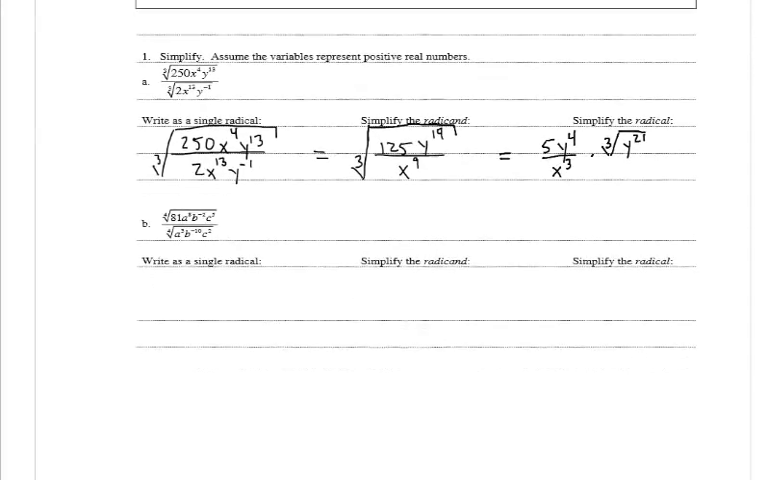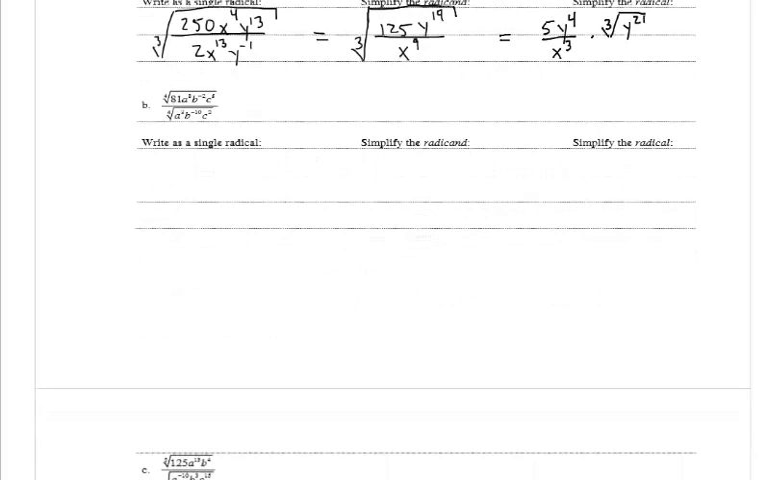In B, we have the 4th root of 81a cubed b to the negative 2 c to the 5th divided by the 4th root of a cubed b to the negative 10 c squared. So the first thing we want to do is write it as a single radical. So we have the 4th root of 81 a to the 8th b to the negative 2 c to the 5th divided by a cubed b to the negative 10 and c squared.